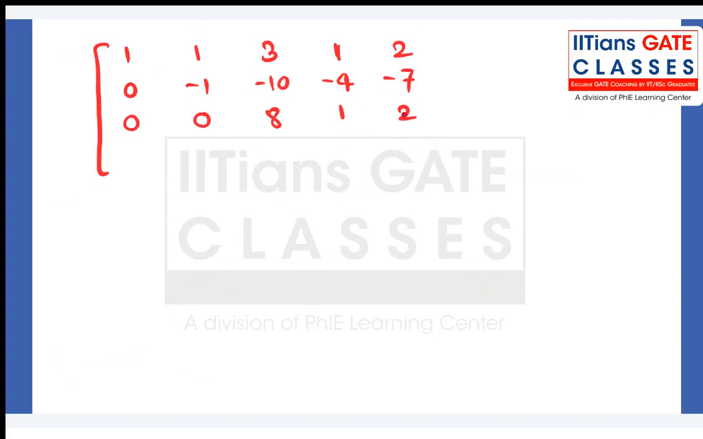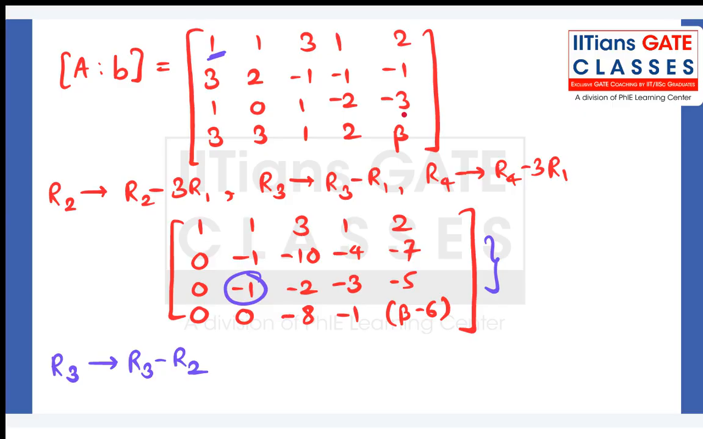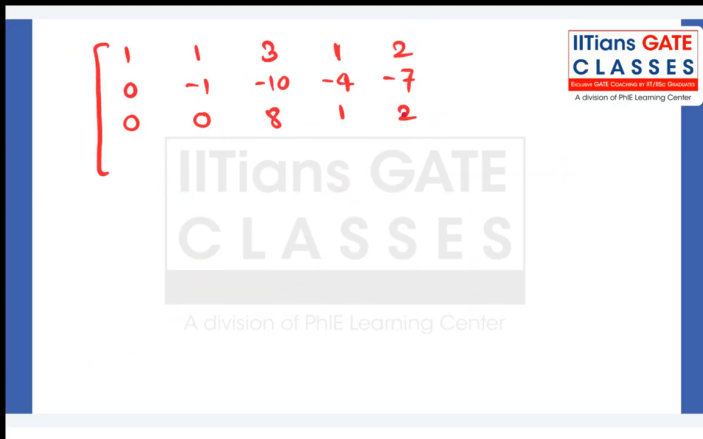And R4 remains as it is because we are not doing anything to it. So it is 0, 0, minus 8, minus 1, 0, 0, minus 8, minus 1, beta minus 6. Okay. Now the next target should be this element of minus 8, because if we make it 0, then our matrix will become upper triangular. That is our end objective.